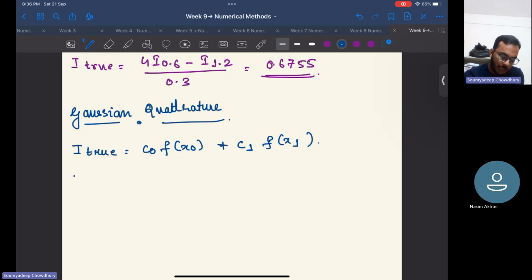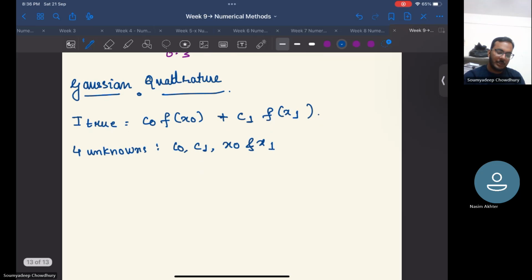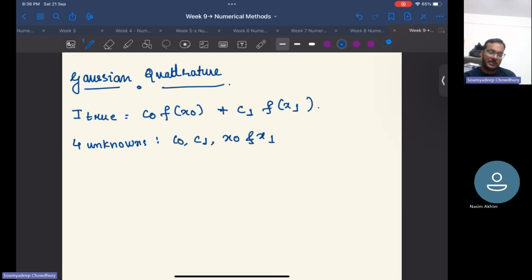How many unknowns are there? Here there are four unknowns, right? c0, c1, x0 and x1. So in order to find the true integral, we need all these four values. So how can we get that? We'll do some manipulations and mathematical algebra, which has nothing to do with your numerical techniques.